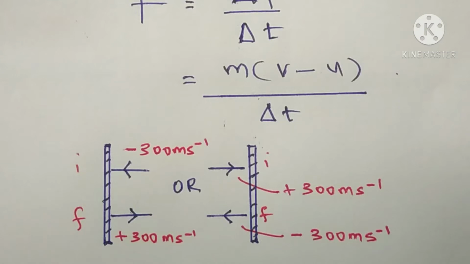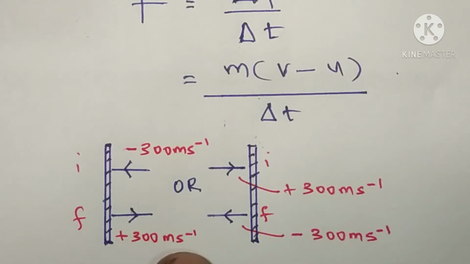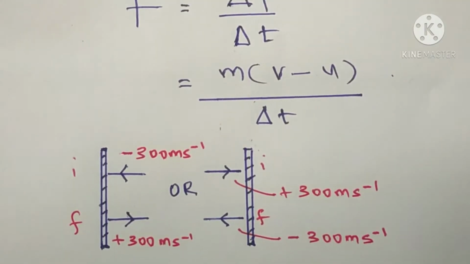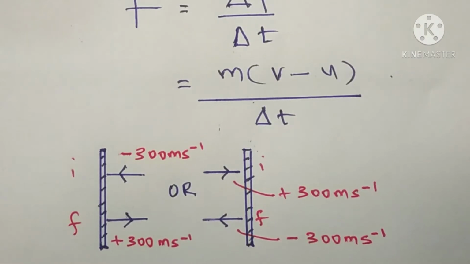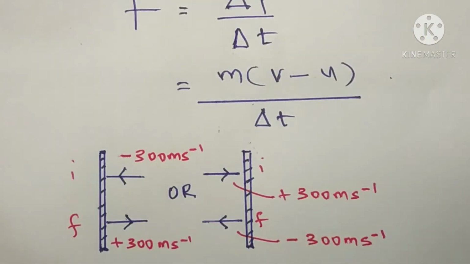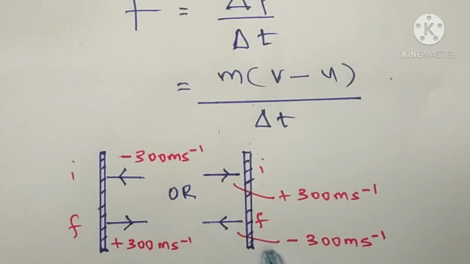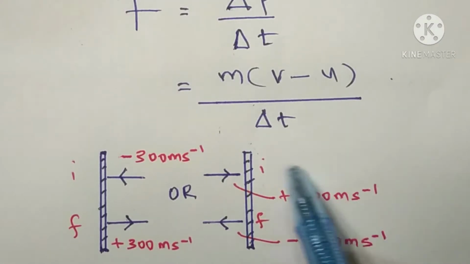with the same magnitude but in opposite direction. The opposite direction is towards right hand side, so it's going to be positive 300 meter per second. You are going to use the same technique if you choose the wall on your right hand side. This is going to be your initial speed and this is going to be your final speed, with the same magnitude but in opposite direction.